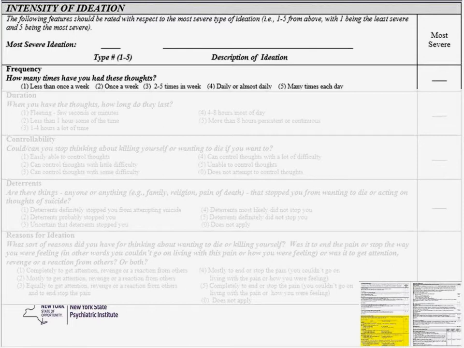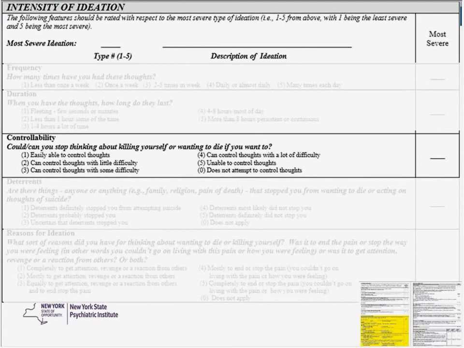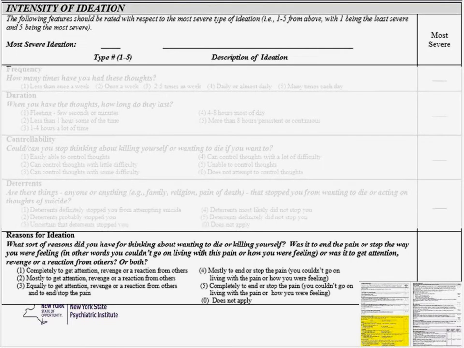For duration, when you have the thoughts, how long do they last? For controllability, can you stop thinking about killing yourself or wanting to die if you want to? How easy or hard is that? For deterrence, are there things, anyone or anything, family, religion, pain of death, that stopped you from wanting to die? And then what's the reason? Is it to end the pain you're in? In other words, you can't go on living with this pain or how you're feeling, or is it to do something else, get attention or revenge or reaction from others, or is it a combination?